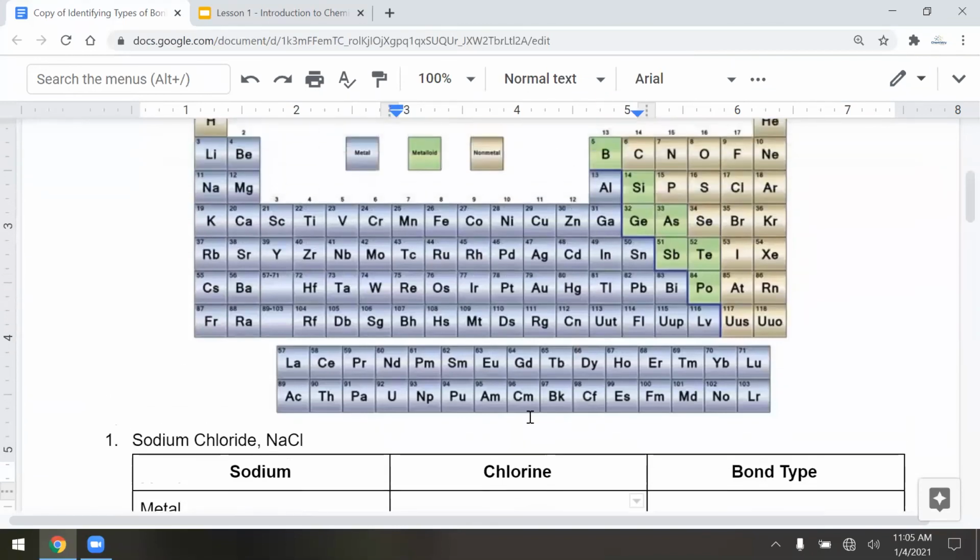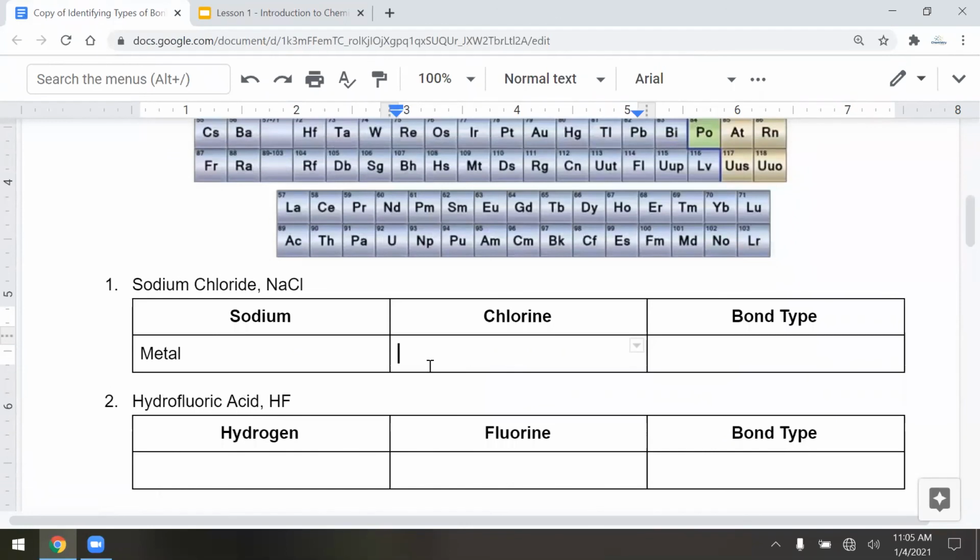In the second box, we have chlorine. Chlorine is over here in the nonmetal portion. So in the second box, I'm going to type in nonmetal. And then finally, because I have a metal and a nonmetal, that's going to be an ionic bond. So in each of these, I would like you to type whether you have a metal or a nonmetal, and then finally, based on what you have, what that bond type would be.